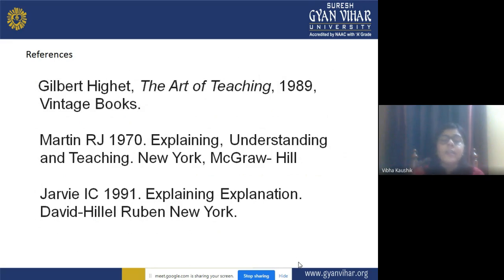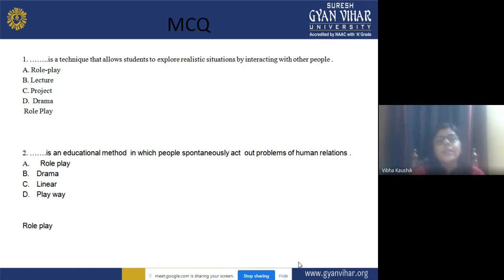Now, today we have discussed the meaning of role play, the purpose of role play, different types of role play, and the different stages in which role play has to be conducted: the planning, the implementation, and the evaluation phase. Then we discussed the advantages and disadvantages of the role play method in teaching. For further reading on these topics, you can refer to these references. Now let us discuss some MCQs based on the topic we have discussed today, as MCQs are the best method to know the learning outcomes.